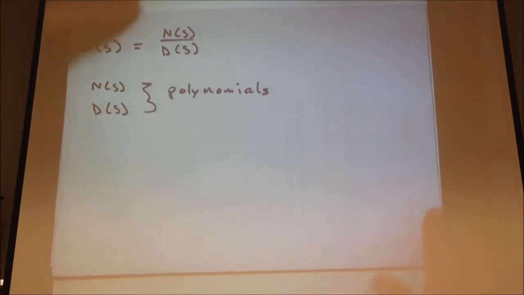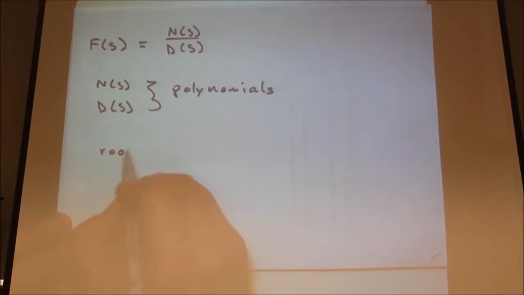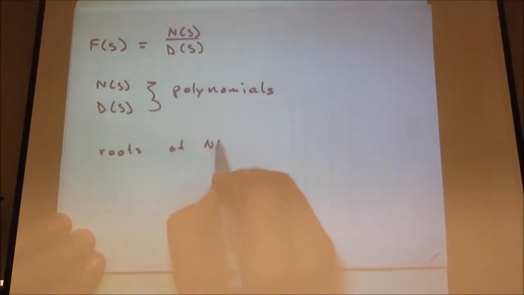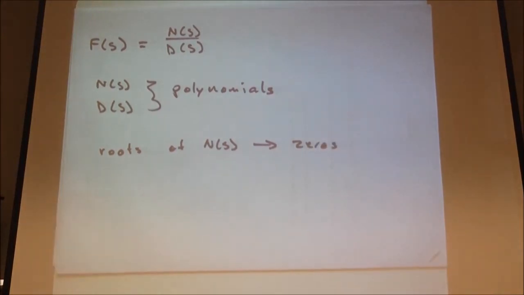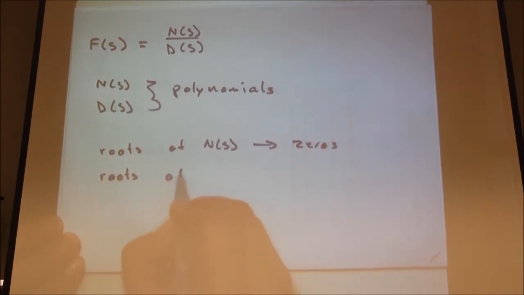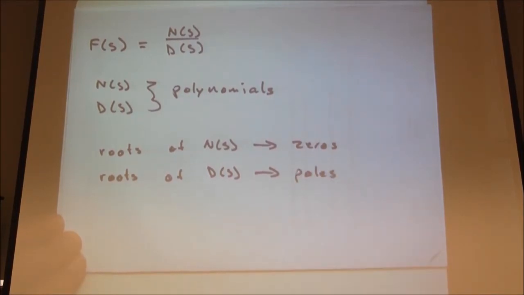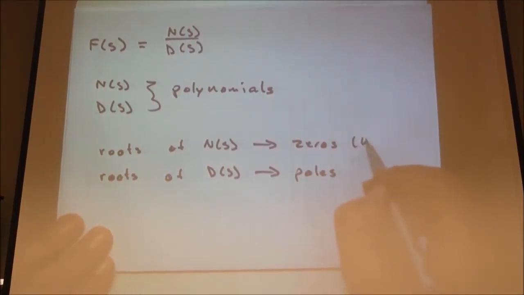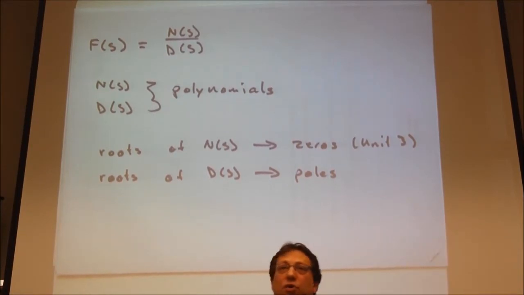So if we look at this, if this is a polynomial, then the roots of the numerator are called zeros. And then the roots of the denominator are called poles. Zeros, this is more unit 3. We'll find the zeros, but they won't have any physical significance for us. On the other hand, the poles will have some physical significance for us.